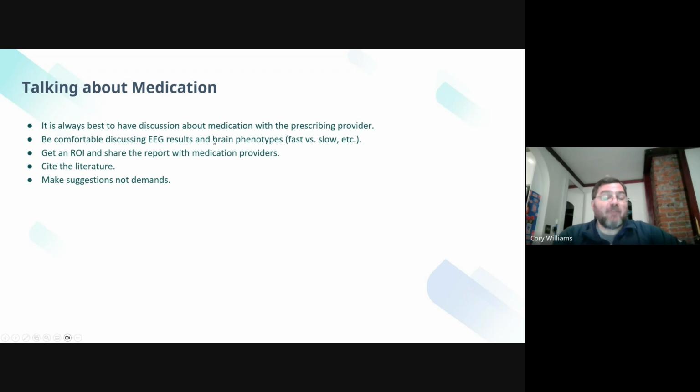One of the things that I found really helpful when it came to talking about medication and EEG was talking about brains as phenotypes. And even more broadly, just, is this a fast brain or a slow brain? If you tell a medication provider, hey, this kid's brain is really, really slow and we need to speed it up a little bit, that gives them a good direction to go in, even if you're not recommending a specific medication. And the same is true on the opposite end. If this is a really, really fast brain and we want to slow it down some.